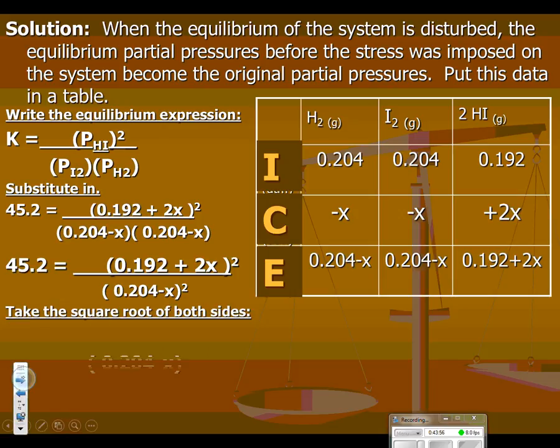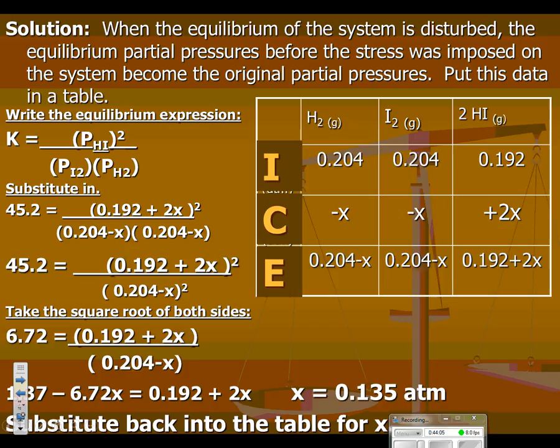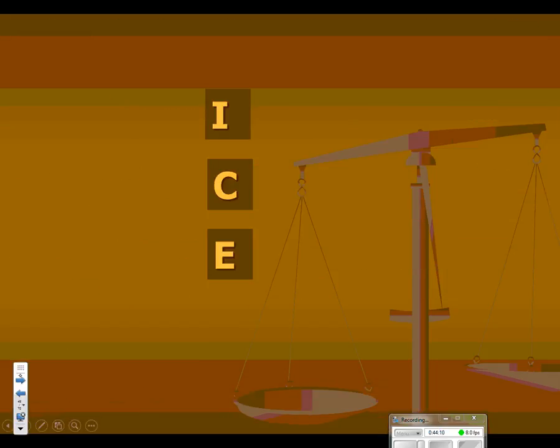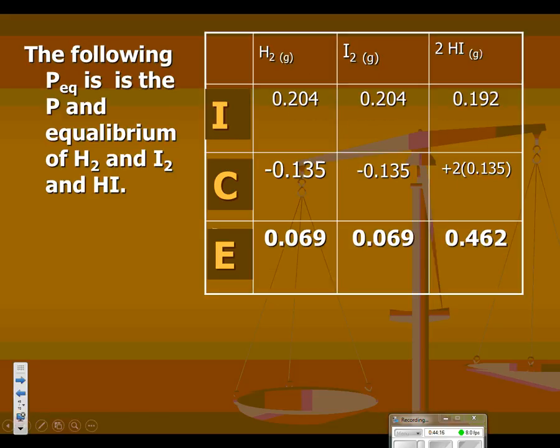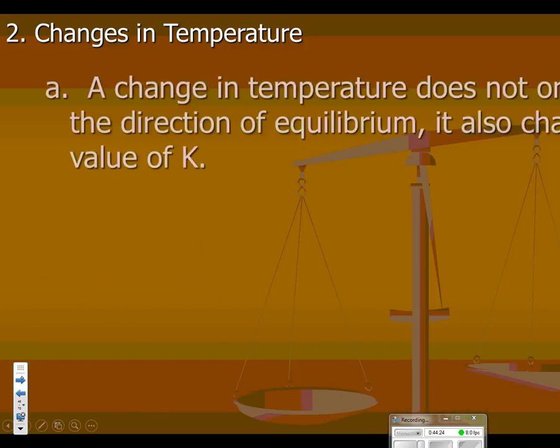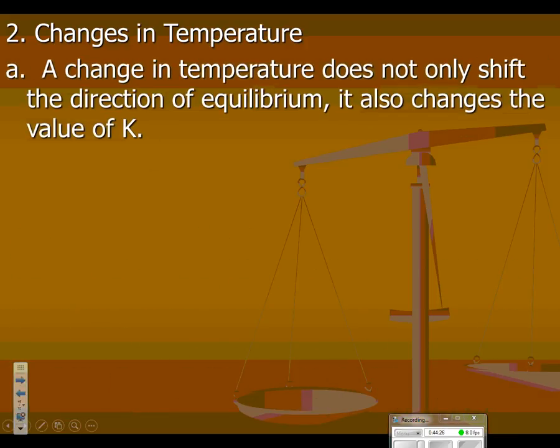Okay, and then it just reduces. I can easily solve for x now. X equals 0.135. Okay, we substitute back in and you get, a very slow computer, now 0.069 and 0.062. I spelled equilibrium wrong, but don't look. Equal. Okay.